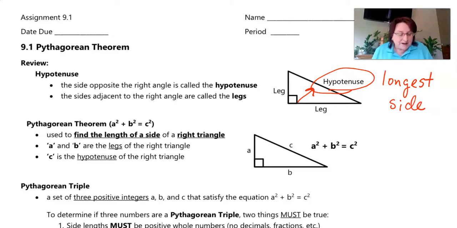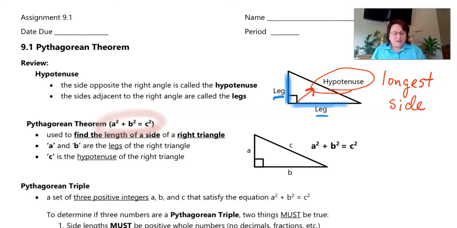Now, the sides that are adjacent to the right angle, notice that, and let me highlight here, these sides right here create the right angle. Guys, those are called the legs. Well, guys, that's going to be your a and your b when you use the Pythagorean theorem. And it doesn't matter which order you put it in, okay? Because, guys, look right here. When you add a squared plus b squared, it's the same thing as saying b squared plus a squared. So it doesn't matter what order you put the legs in.